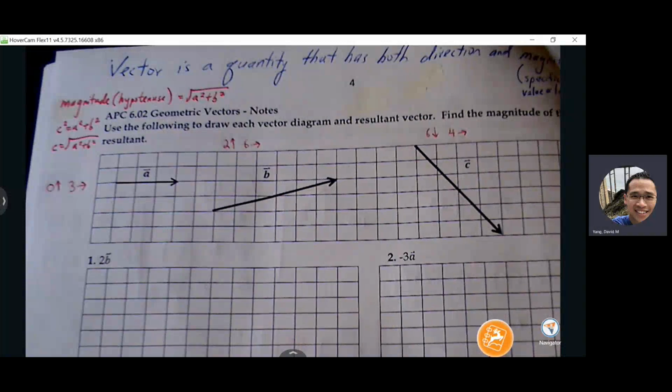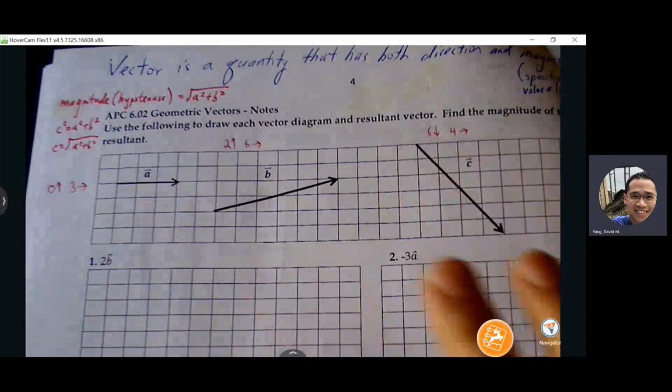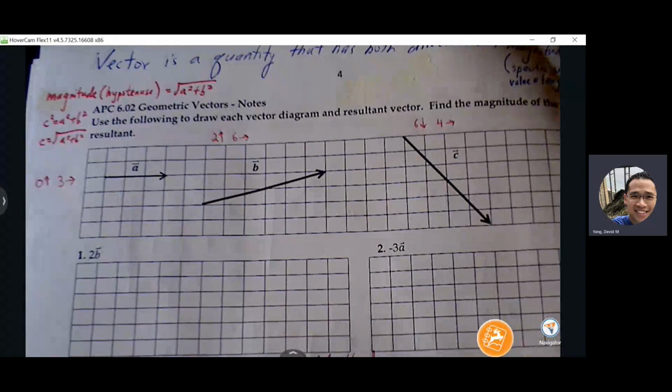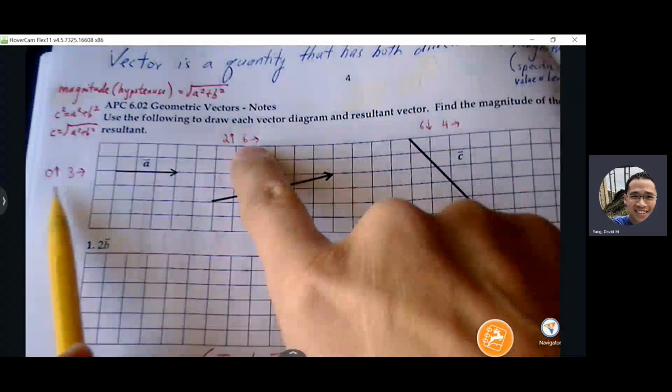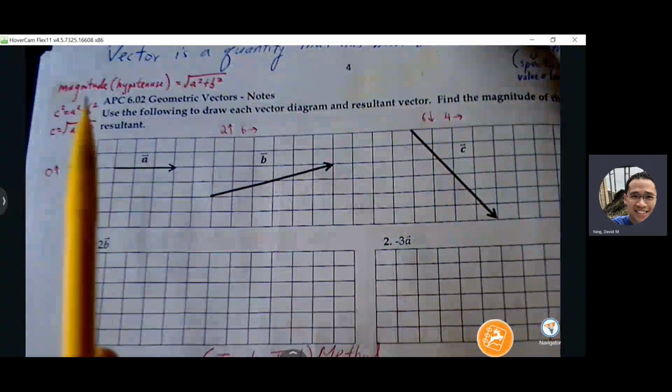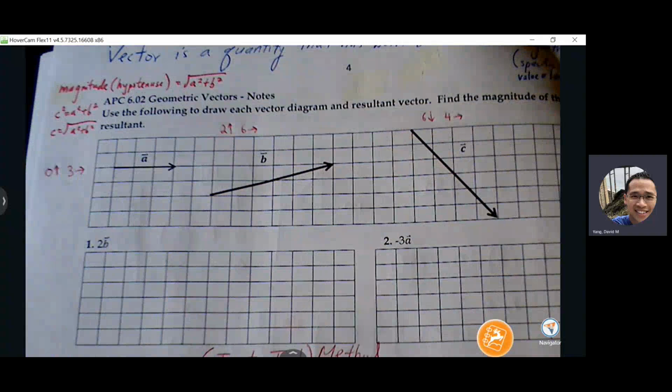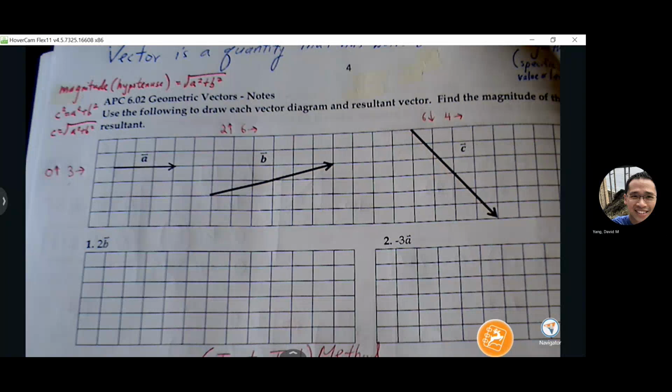So we have an idea of how long these vectors are, the magnitude, as well as which direction they're moving in, right? You each gathered the information about the left and right movement or up and down movement. We have an idea of the direction.